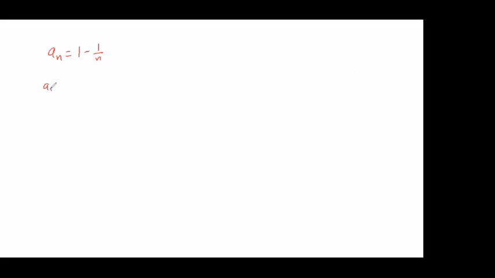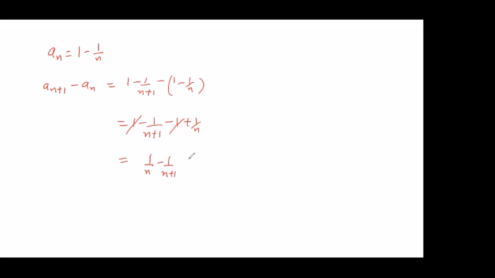So non-decreasing के लिए हम ऐसे check करते हैं. An plus 1 minus an हम check करते हैं. So 1 minus 1 by n plus 1 minus 1 minus 1 by n. So 1 minus 1 by n plus 1 minus 1 plus 1 by n. So actually you are going to get 1 by n minus 1 by n plus 1.